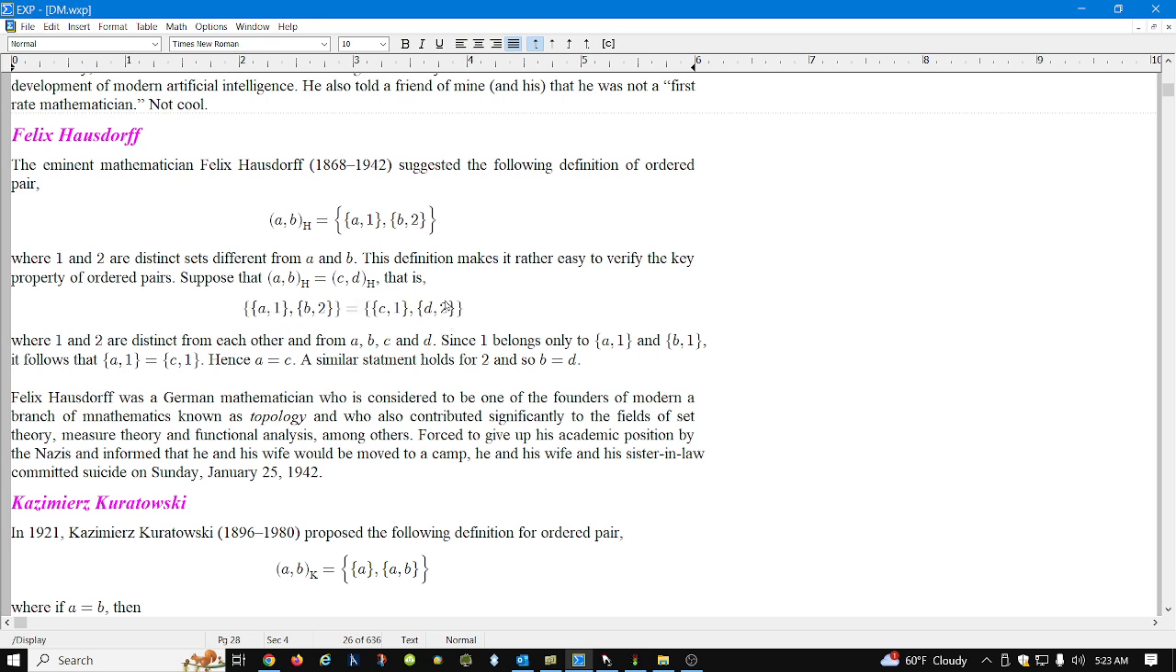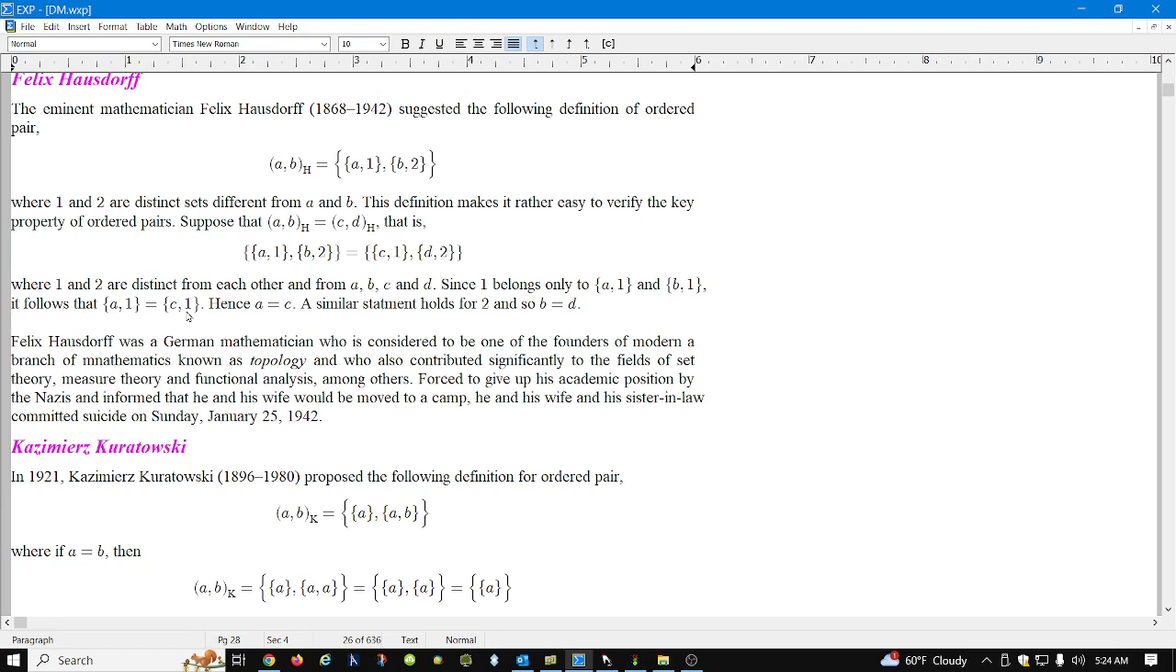This definition does make it rather easy to show that the key property of ordered pairs holds. If these two ordered pairs are equal, then the elements have to match up. Well, this element is the only element of the set on the left that has a 1 in it, so it's got to be equal to this one. So A1 has to equal C1. The 1's match, therefore A has to equal C. And a similar argument for the sets that contain 2 shows that B equals D. So that was fairly easy, and that's a virtue of this definition.